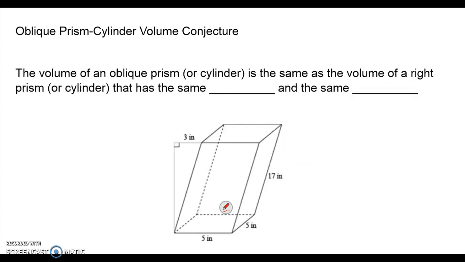All right, and now we're getting to our oblique prism cylinder volume conjecture. For this one, the volume of an oblique prism or cylinder is the same as the volume of a right prism or cylinder that has the same base and the same height. So if we were to put this upright, we'd solve it the exact same way. So I'd take the area of the base and I'd multiply it by the height.